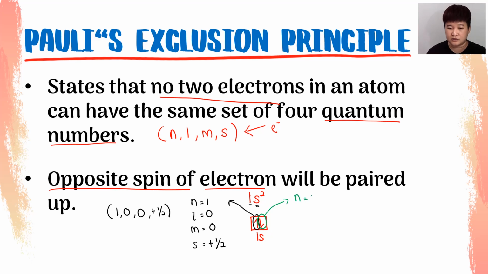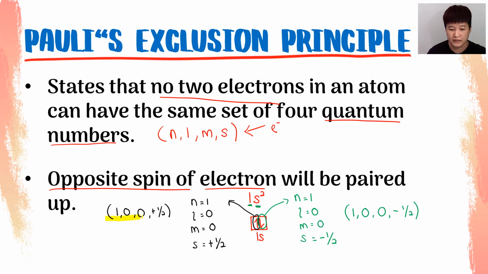n will still be 1 because it's a 1s. When n is 1, it's an s orbital, so l is 0. And therefore m becomes 0. But it's spinning downwards, so it's anti-clockwise, and s will become negative half. So the electron's quantum numbers will be 1, 0, 0, and negative half.